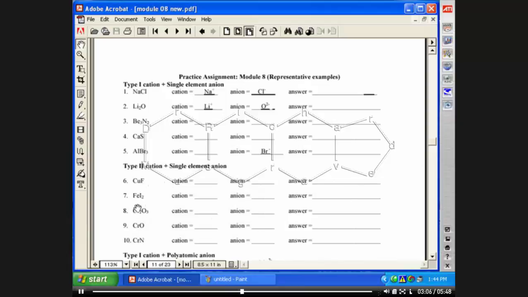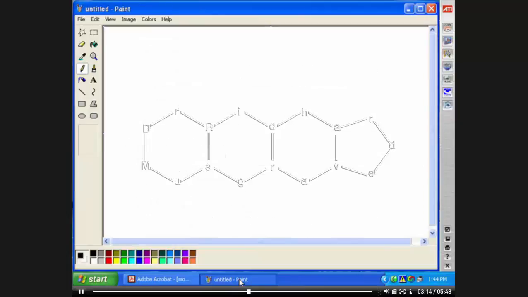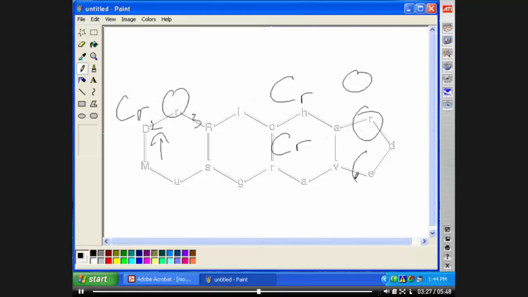Alright, let's take a look at the next one. We'll take a look at this one, Cr2O3. Oh, this one's a little bit tougher. Okay, so let's go back to our whiteboard. What I do is I draw a picture. We've got 2 chromiums because I've got 2 there. We've got 3 oxygens. Each of those has a -2 charge. There we go. Total -6.